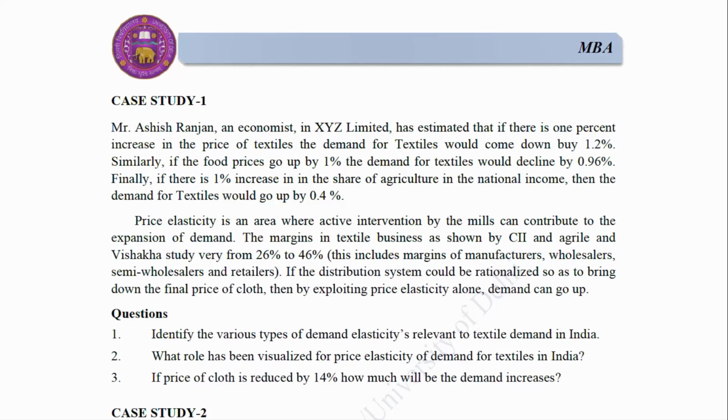Questions. Question number 1. Identify the various types of demand elasticities relevant to textile demand in India. Question number 2. What role have been visualized for price elasticity of demand for textiles in India? Question number 3. If price of cloth is reduced by 14%, how much will be the demand increase?